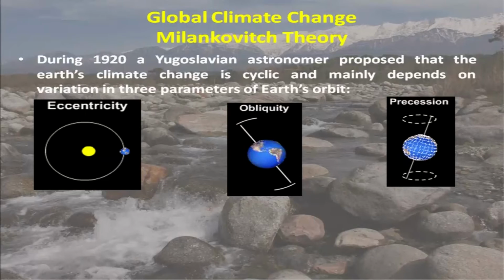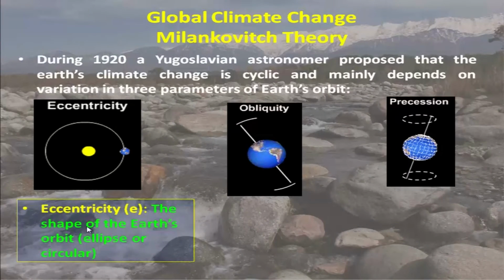In 1920, a Yugoslavian astronomer proposed that the Earth's climate change is cyclic and mainly depends on variation in three parameters of Earth's orbit: eccentricity, obliquity and precession. Eccentricity is the shape of the Earth's orbit, either elliptical or circular. Right now it is elliptical, but it can become a circular orbit.